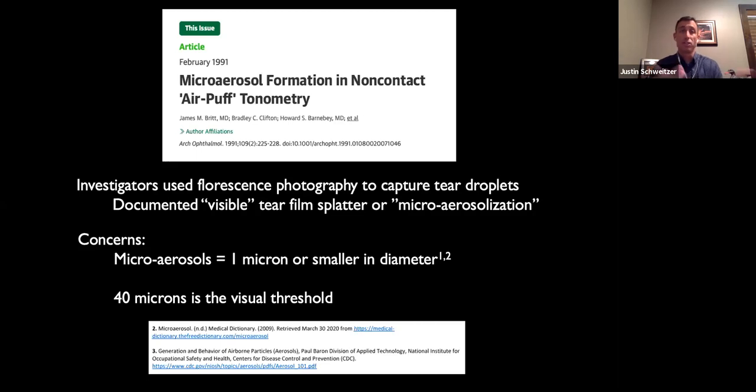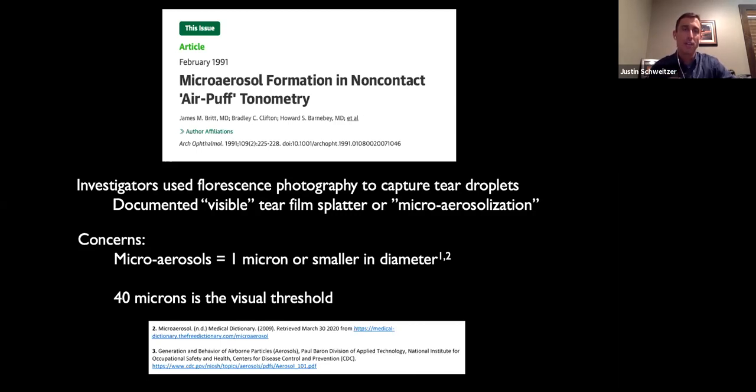What I'm referring to here is just the one study that I'm aware of and that I've found doing my research. And in this particular study, what the investigators found is they documented visible tear film splatter, or what they term is micro aerosol, or particles in the air. Now, the concern that I have with this and others have with this particular study is, in order to look at a microaerosol to be truly classified as microaerosol, that's equal to 1 micron or smaller in diameter. Okay. To be able to visualize that with any type of technology, 40 microns is the visual threshold.